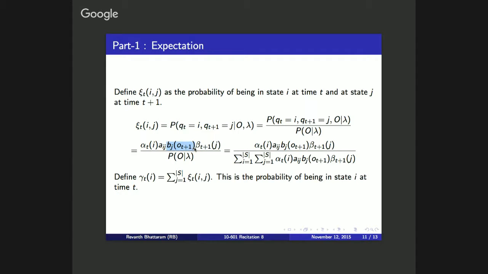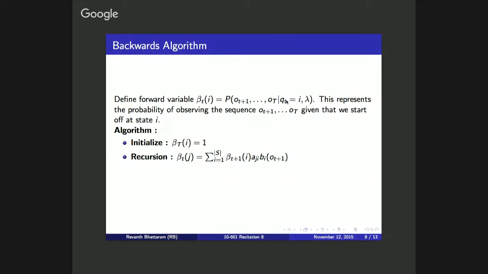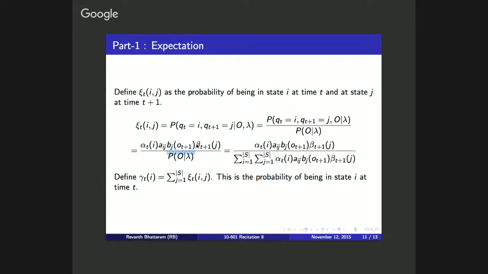And then what is the probability that we observe? Let's look at the definition of beta first. Beta we define as: if at time step t I'm at i, I'm interested in the observations from time step t plus 1. So we define beta t plus 1 of j over here, which means that at time step t plus 1, I'm at j, and I observe O t plus 2, t plus 3, and so on. So we have to factor in the observation at time step t plus 1, which is why we multiply the observation probability over here.